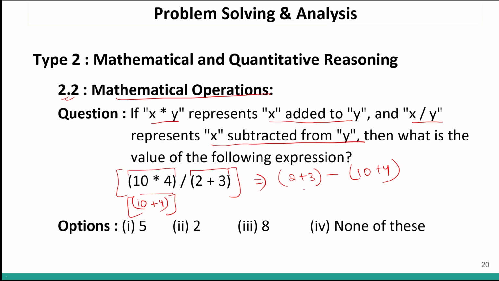Now I have to solve this. So this will be 5, this will be 14. So 5 minus 14 will give me minus 9. So the answer will be option number 4, none of these. So you understand what we did in mathematical operations?